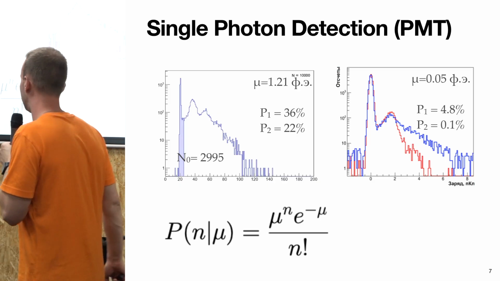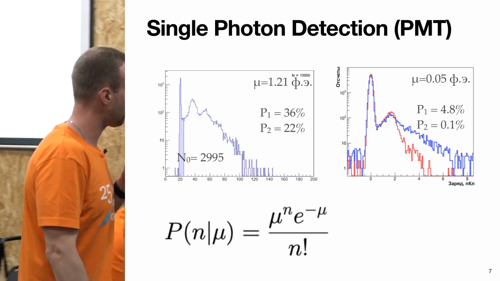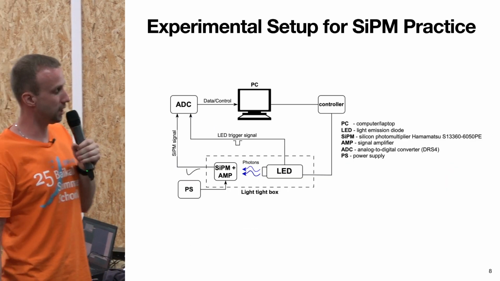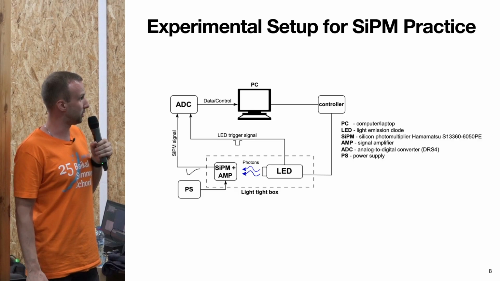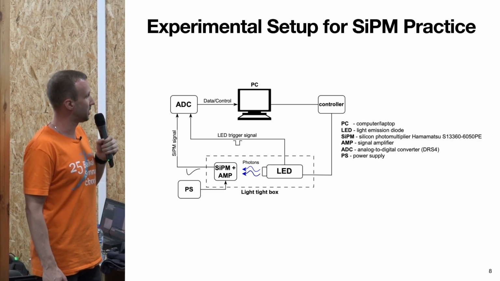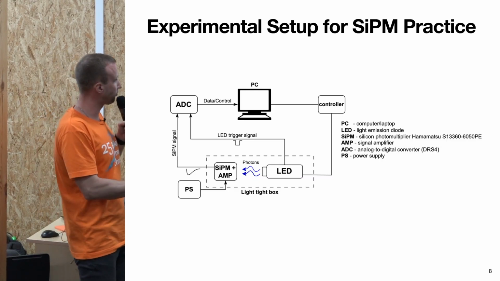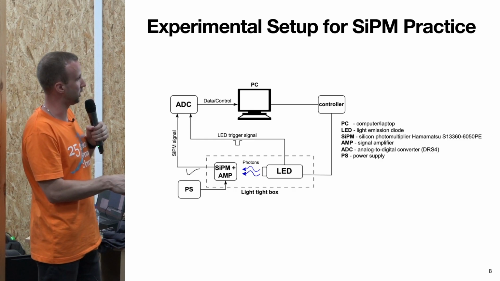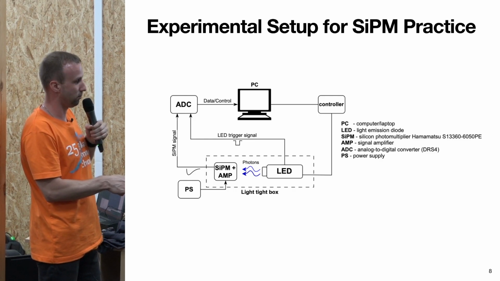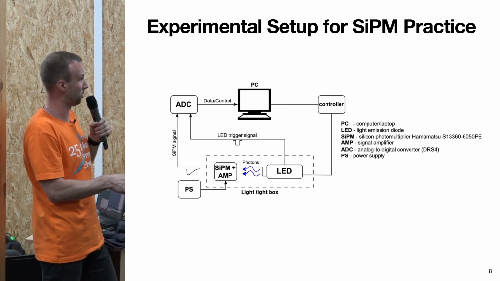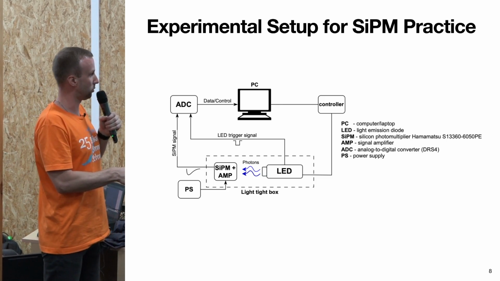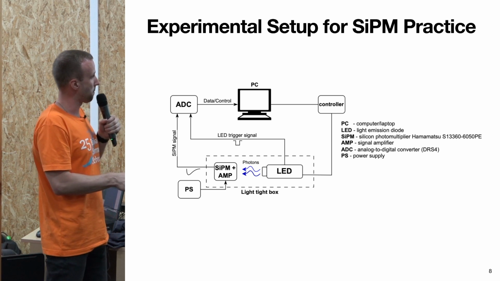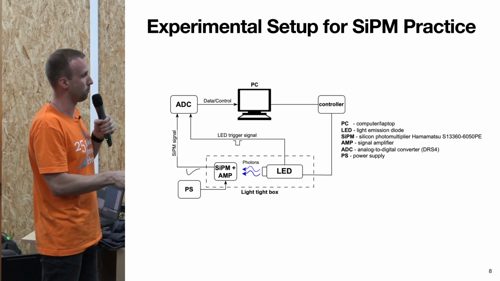So you can have a seat. On the next slide, I'm showing you the experimental setup for the SiPM practice. We have a black box here on the table. Inside this black box, we have a silicon photomultiplier and an amplifier, which amplifies our signal from the silicon photomultiplier. We have a light source, which is a self-stabilized LED, and this is all inside the black box, a light-tight box.